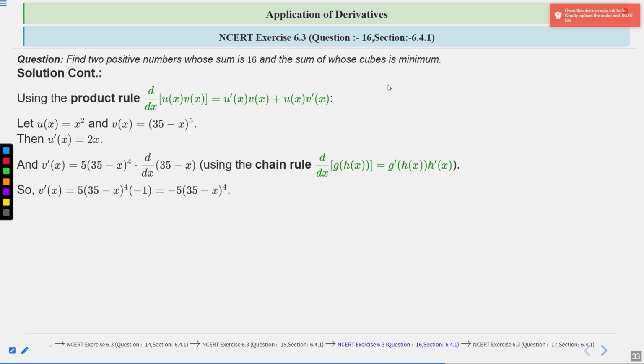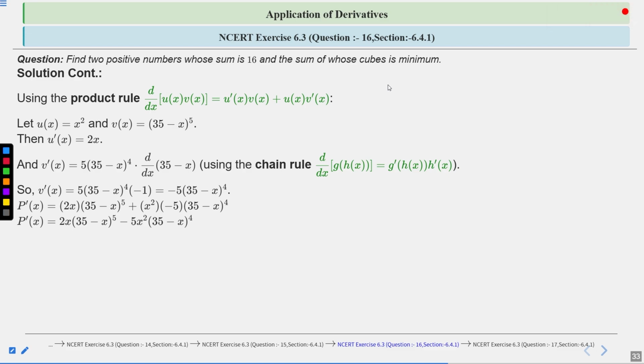So v dash x will be equal to 5 into 35 minus x whole to the power 4 into minus 1, which will be equal to minus of 5 into 35 minus x whole to the power 4, okay? So we can say that p dash x will be equal to 2x into 35 minus x whole to the power 5 plus x square into minus 5 into 35 minus x whole to the power 4, which is equal to 2x into 35 minus x whole to the power 5 minus 5x square into 35 minus x whole to the power 4, okay?